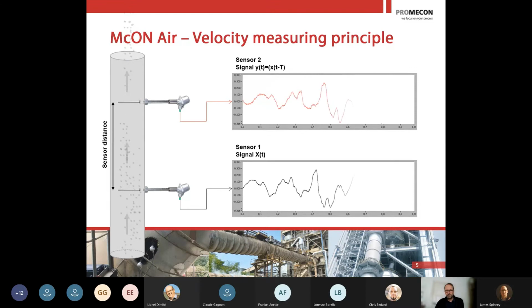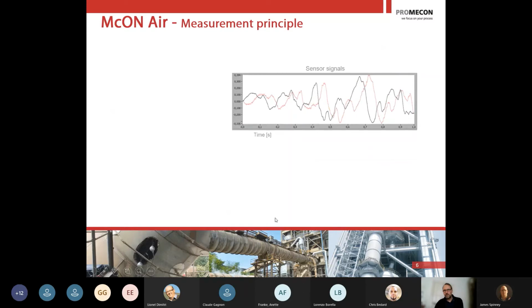And these 2 sensors, they are giving a signal. So we have the sensor 1, which is the upstream sensor, and the sensor 2 signal, the downstream sensor. And this pattern is scanned continuously. And then we take these 2 patterns and evaluate both regarding the time shift between those.